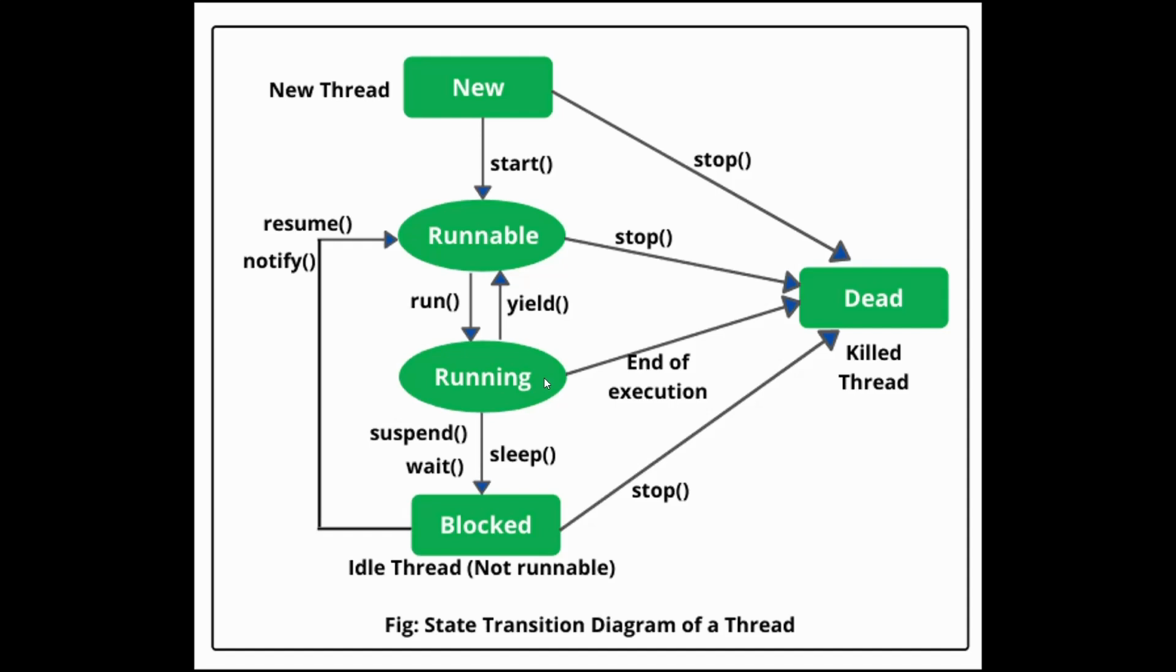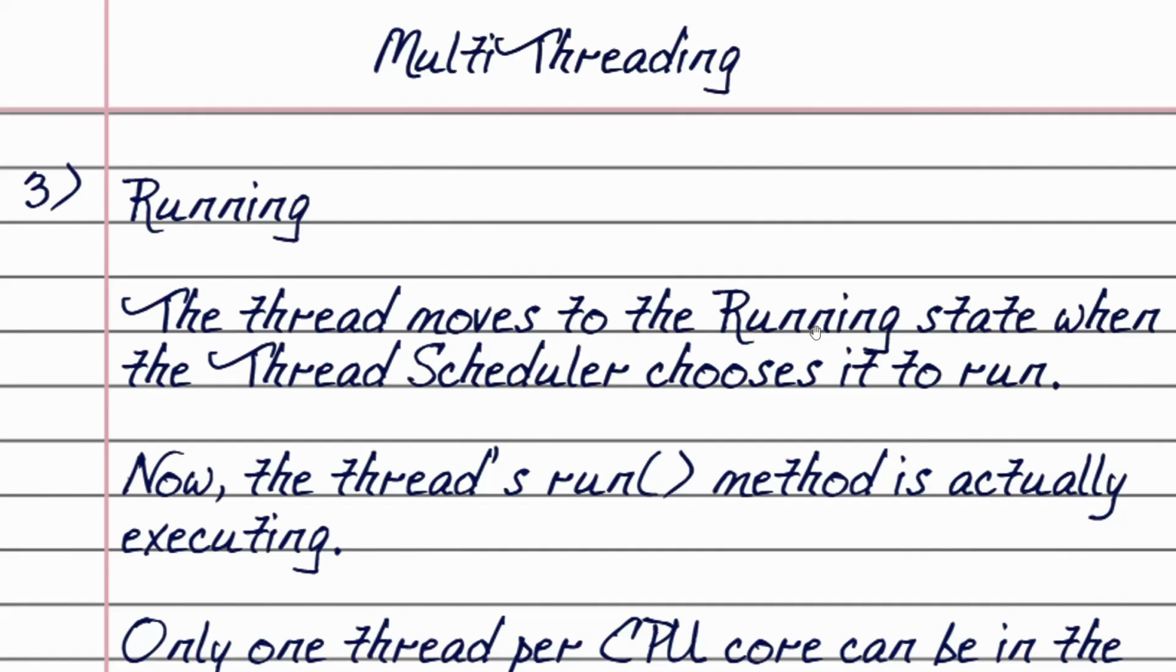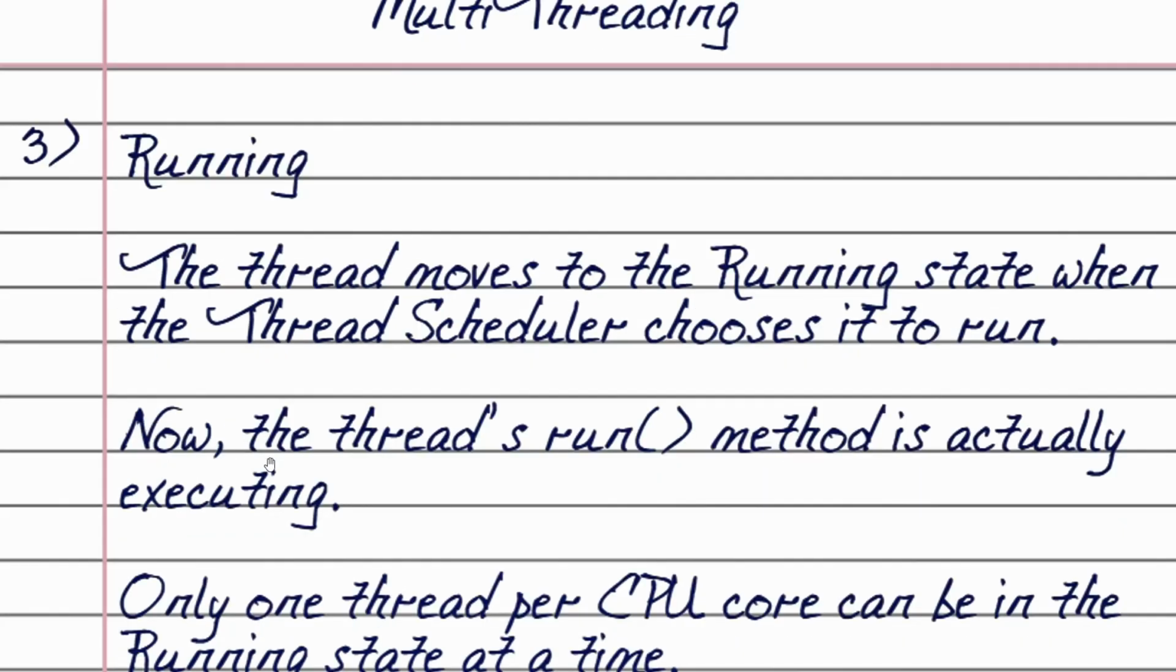Now let's understand what the running state is. The thread moves to the running state when the thread scheduler chooses to run it. Now the thread's run method is actually executing. As the run method is called by the internal CPU, the thread will execute it.